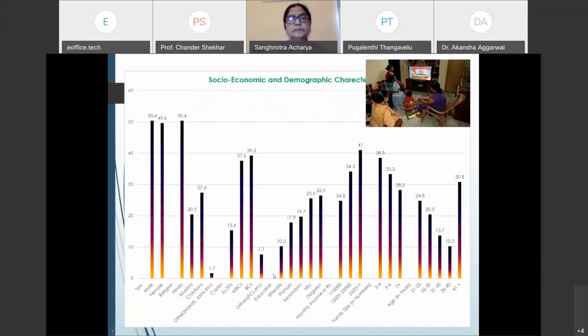So this bar diagram shows the respondents' socioeconomic characteristics. Mostly the male and female respondents are almost equal. Among the respondents, Hindus are the most, covering 50%. Among the caste communities, BCs account for about 40% of them, followed by MBCs.